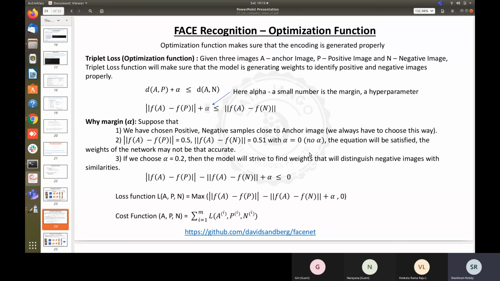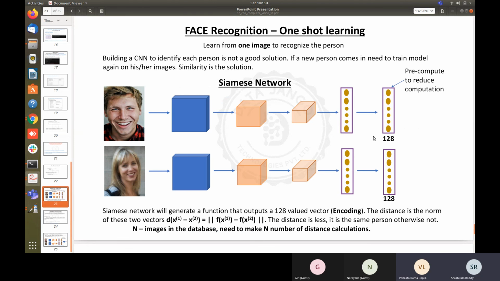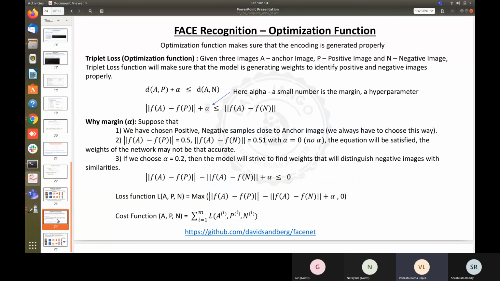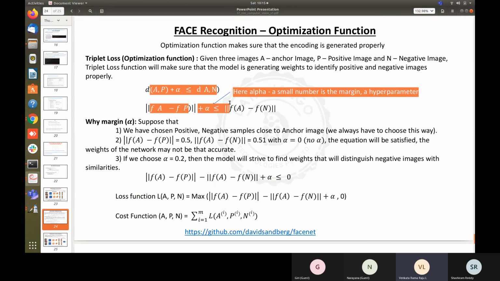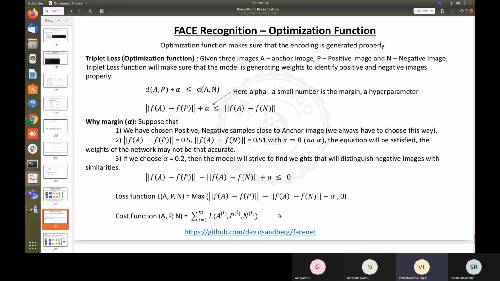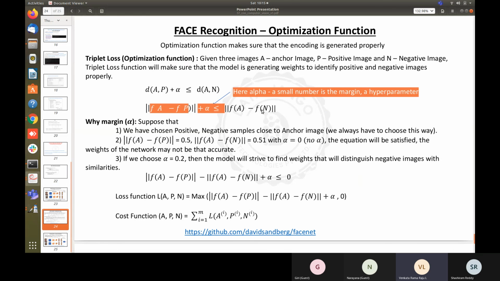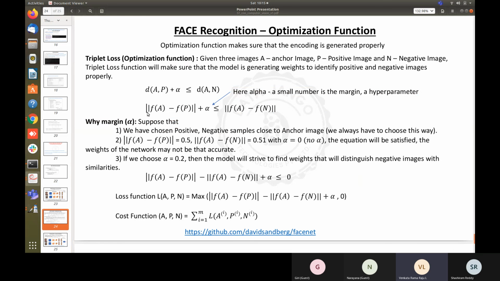Got it? So where I asked if the number of inputs are more. No, you asked about these 128 pixels may come close for negative images also, anchor and negative. That will not happen because of this metric. You can take a cost function also, a loss function, or metric also you can give. If you give the metric as this one, the model will try to strive to make the metric also.